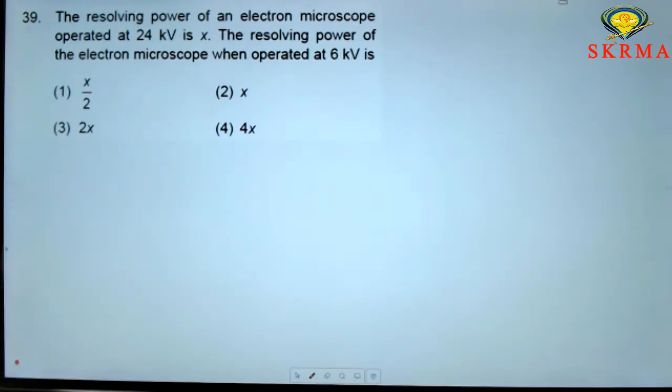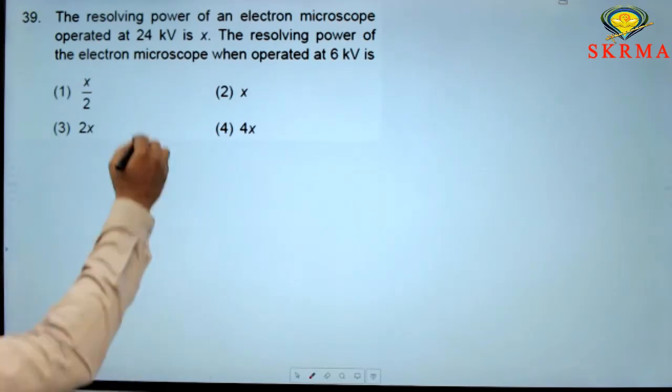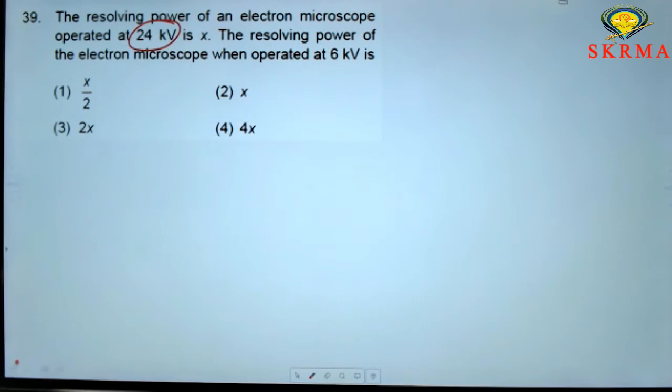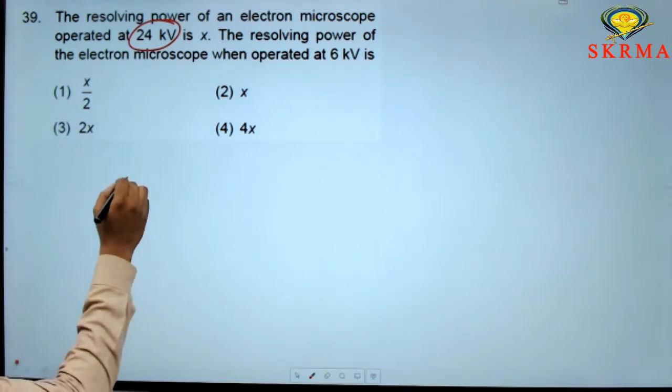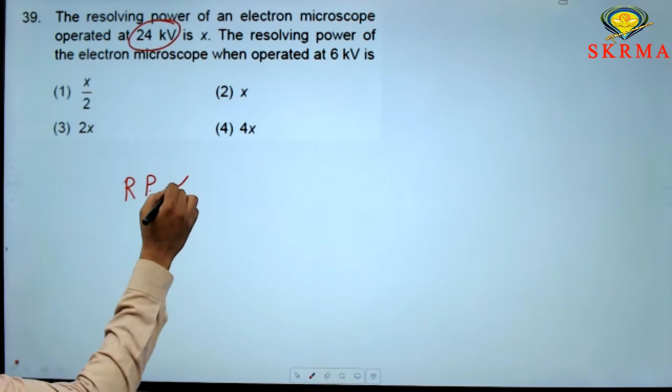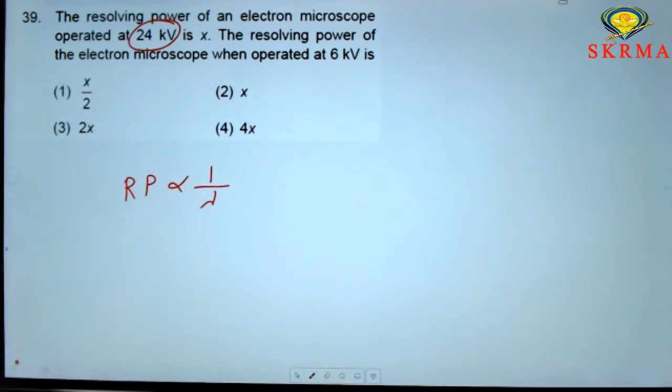Next one. The resolving power of an electron microscope operated at 24 kilovolt is X. Now what is the resolving power when it is operated at 6 kilovolt? So what is the resolving power relation? Resolving power is inversely proportional to wavelength. Now what is the relation between wavelength and the kinetic energy?